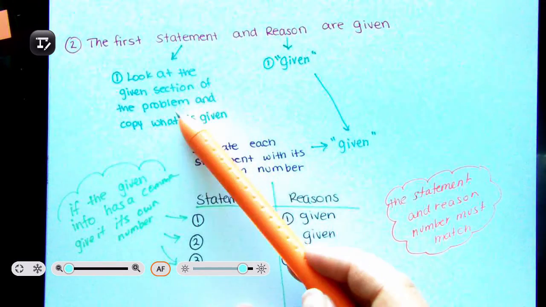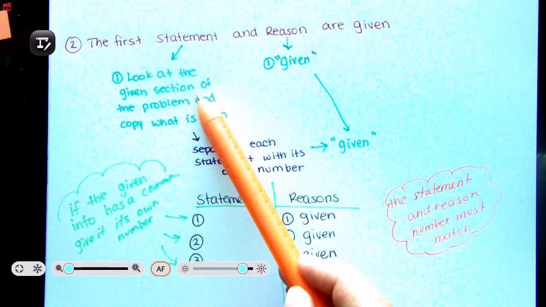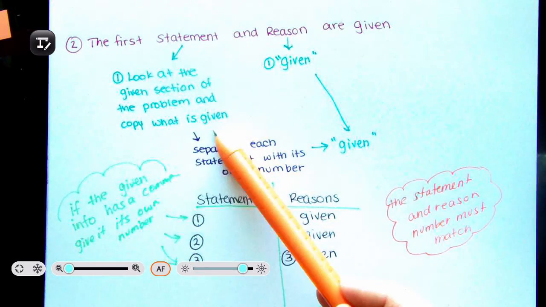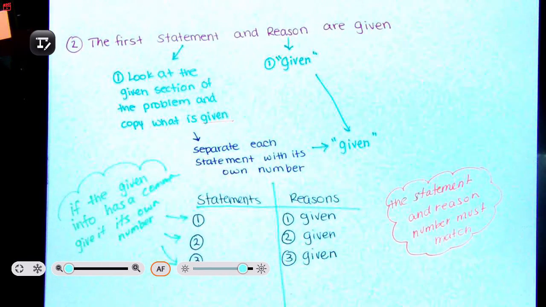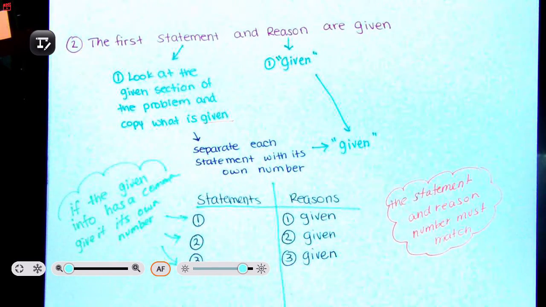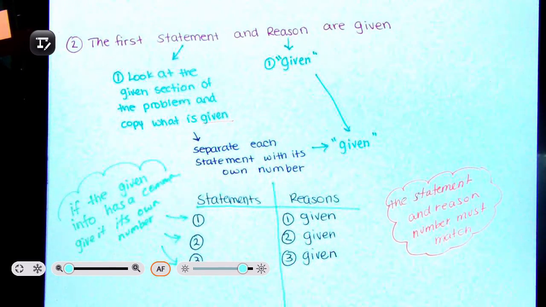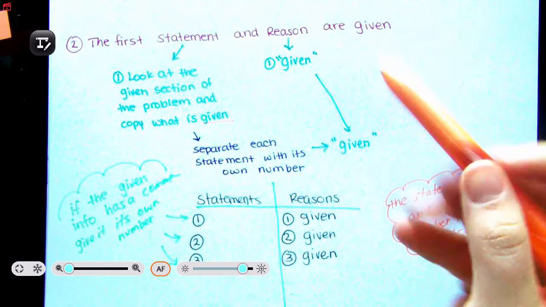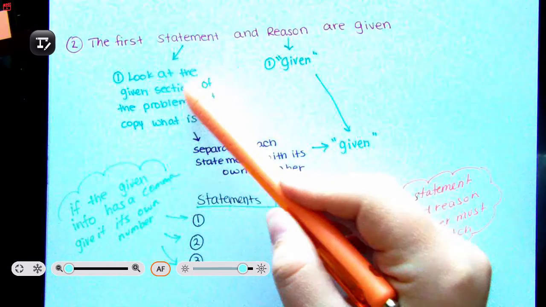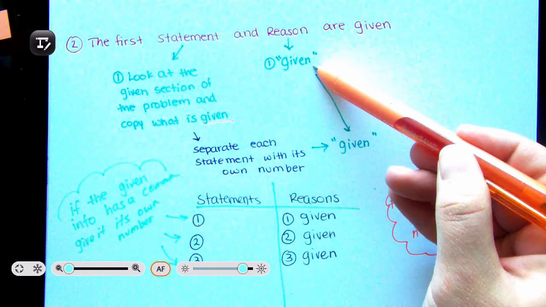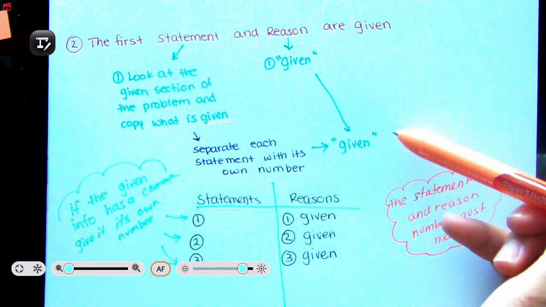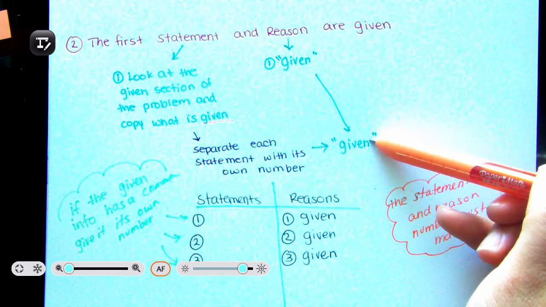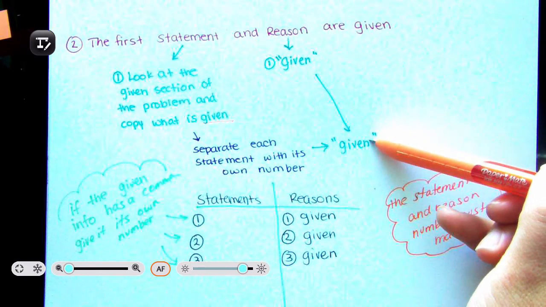For step number 2, you're going to look at the section of the problem and copy what is given. We'll do an example and you'll see they literally say given, semicolon, and they give you information. You're looking at that section. For the reason of these statements, you're literally writing given. How do you know? Because they told me so. To write that formally, we're writing the word given.